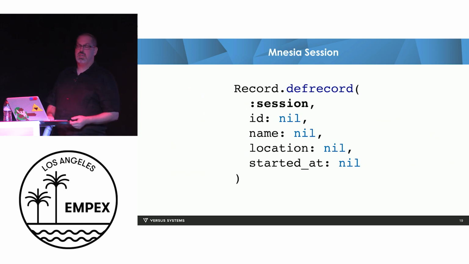The other difference is Amnesia, because it is an Erlang system, it uses records. And so we're not going to be using structs. There are ways that you can easily turn a record into a struct, and you can turn a struct back into a record. But for these examples, we're going to keep it simple and just use records. Elixir gives you a way to easily define an Erlang record. In this case, we're defining a record called session, and it's got the same data points that we had on the other one: ID, name, location, and started at.